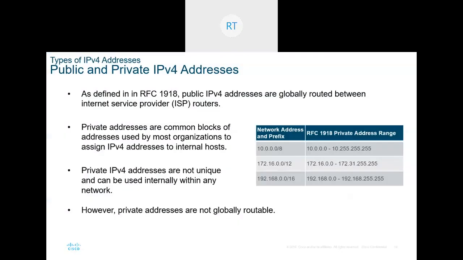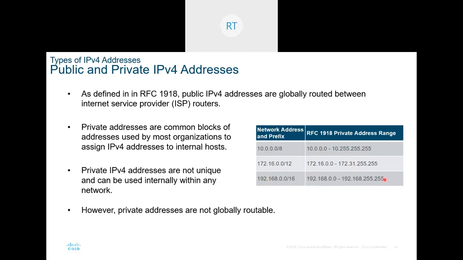Types of addresses. Now, addresses can be categorized as public and private addresses. What's the difference? Now, private addresses, what you're seeing in this table, these are the private addresses. 10.0.0.0 to 10.255.255.255, this range. The next range of private addresses is right here. It's another range here. And then the last range is this one here.